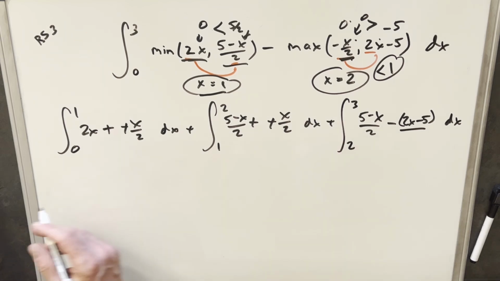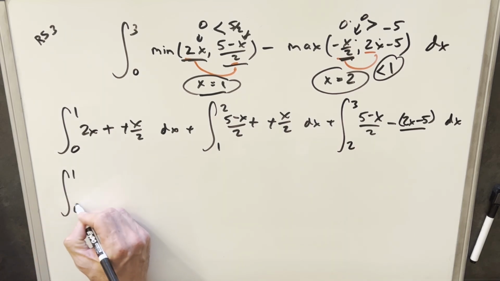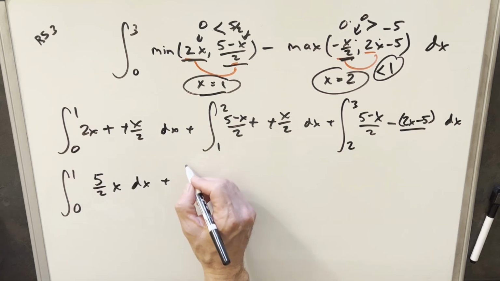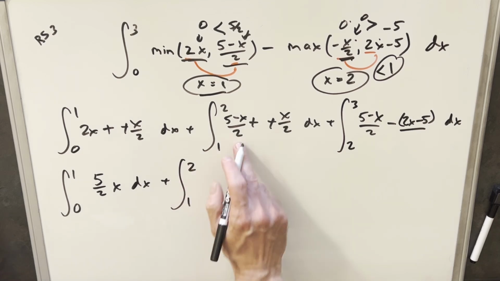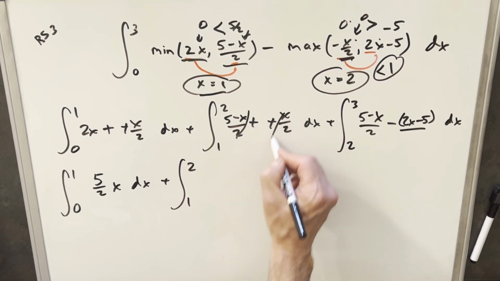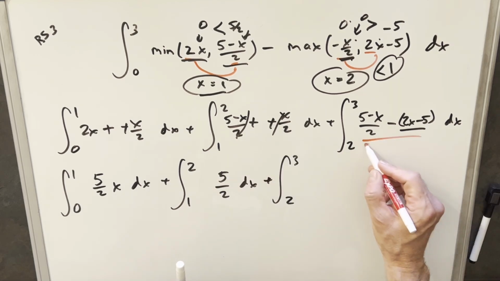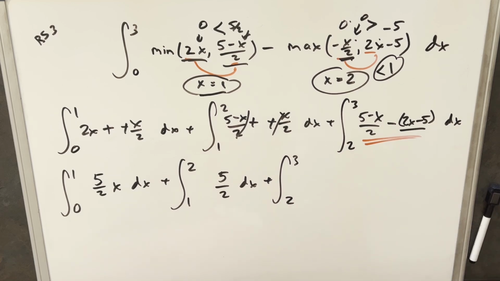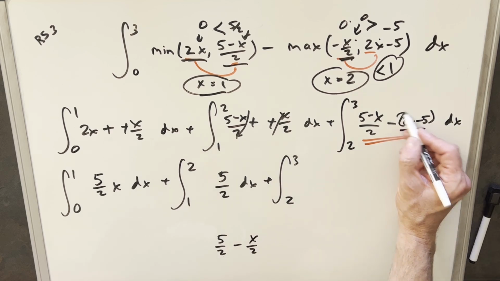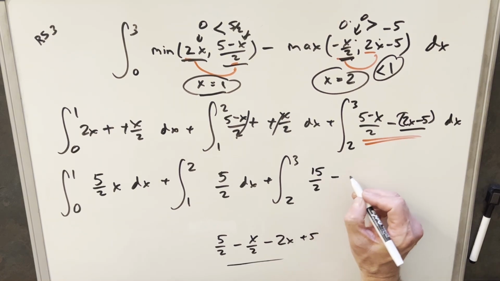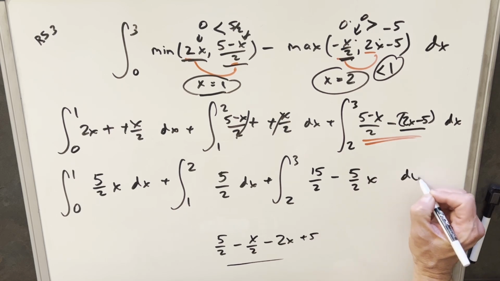And then you can see we're going to have a really easy integral, but let's just simplify this. So here, 2x plus x over 2 is going to be 5 halves x. And then for this one, from 1 to 2, if you break up the minus x over 2 and plus x over 2, this is going to cancel with this, and you're just going to end up with 5 halves dx. And then for this one, let me just break this out separately so I don't make any mistakes. So this is going to be the same thing as 5 over 2 minus x over 2. Distributing in the minus sign, we're going to have minus 2x plus 5. And then combining like terms here, we're going to have 15 over 2 minus 5 halves x dx.